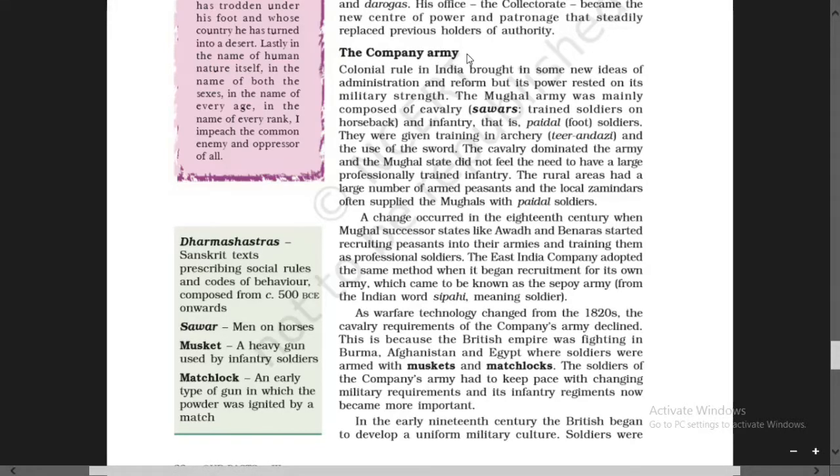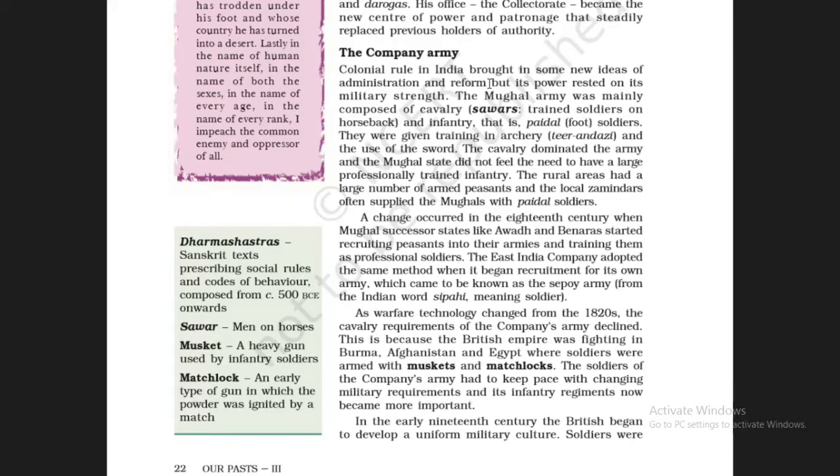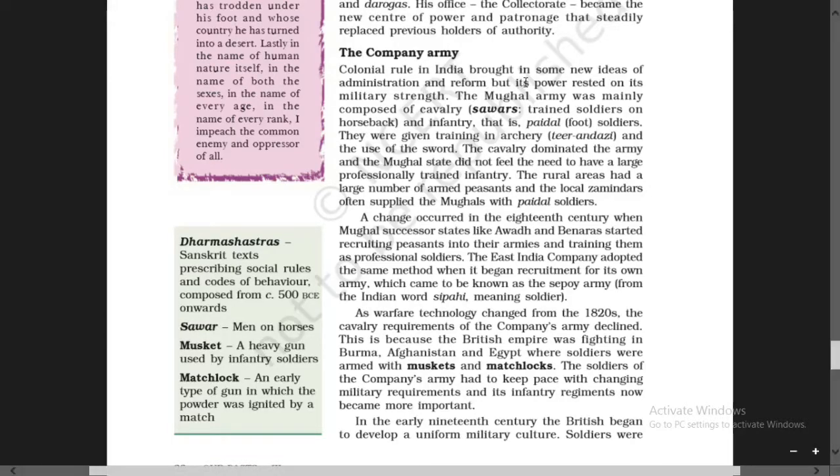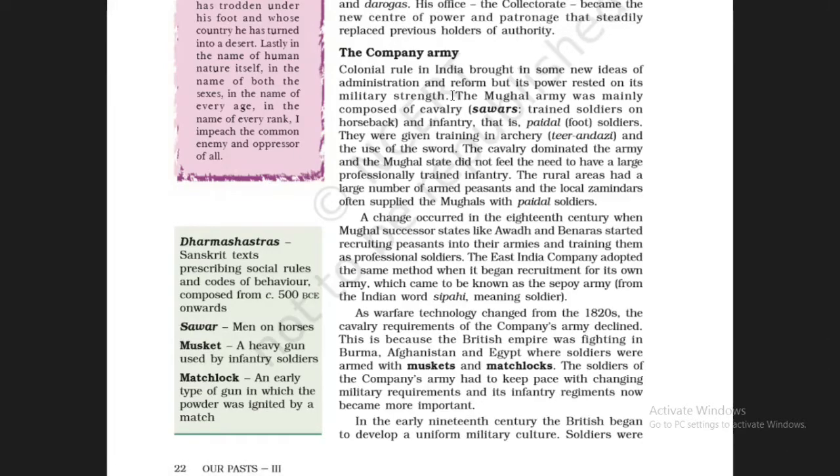The Company army. Colonial rule in India brought in some new ideas of administration and reform. So it brought changes, this colonial rule in India, and some ideas of administration. But its power rested on its military strength. It depended on its military strength.